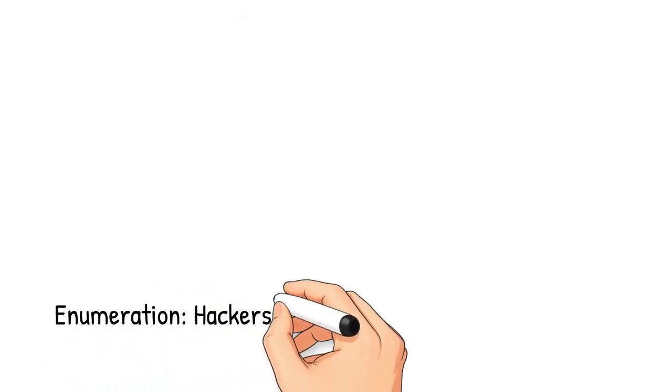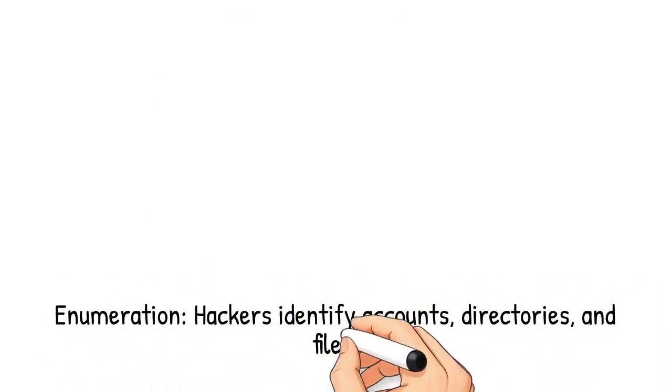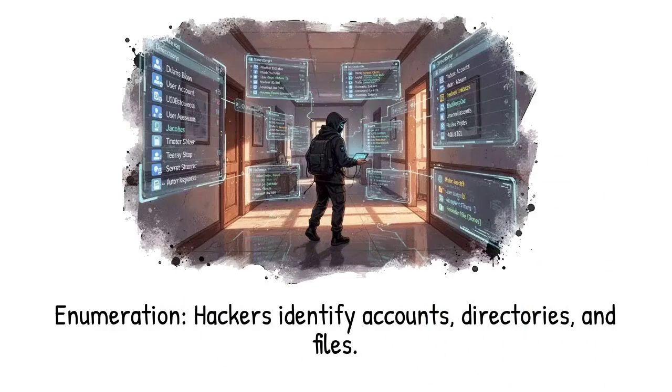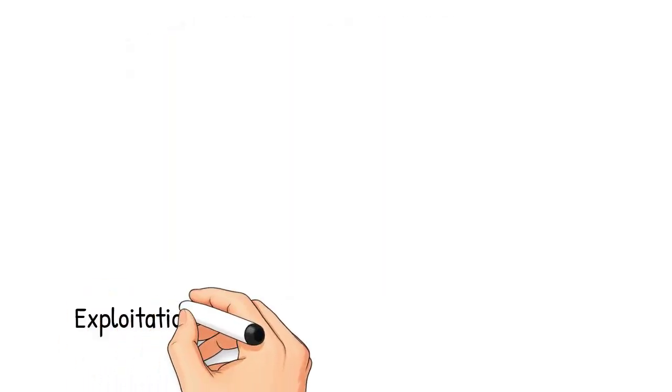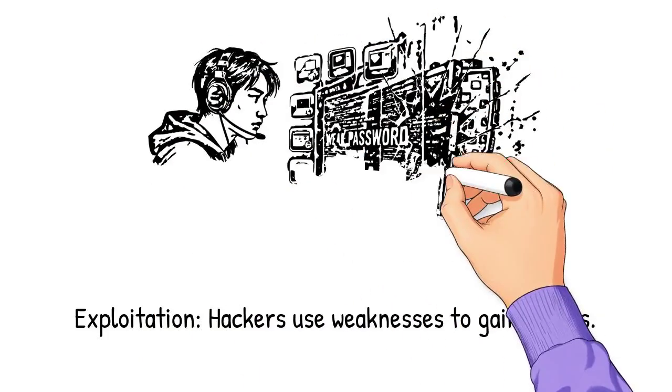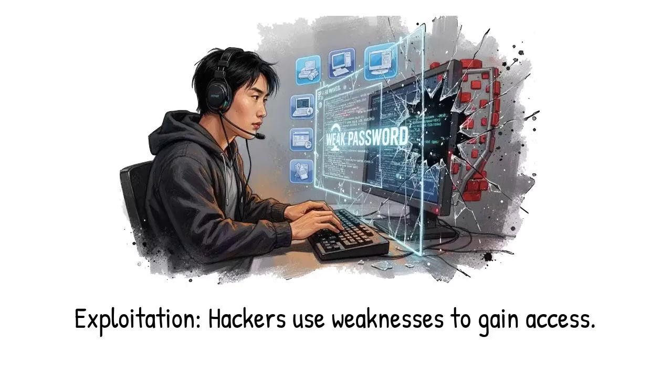Hackers dig deeper into the systems they discovered. They identify user accounts, directories, file structures, hidden services. This is like exploring the inside of the building once they find a way in. Hackers use vulnerabilities to gain access. This could be a weak password, an outdated service, a misconfigured firewall, a vulnerable API. This is the moment they break in.